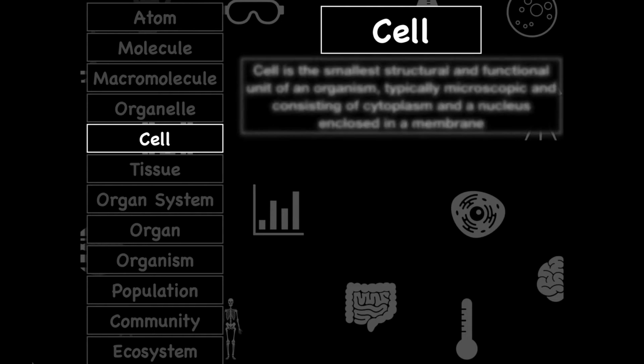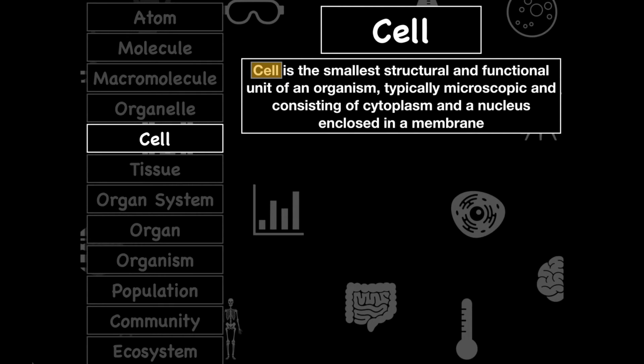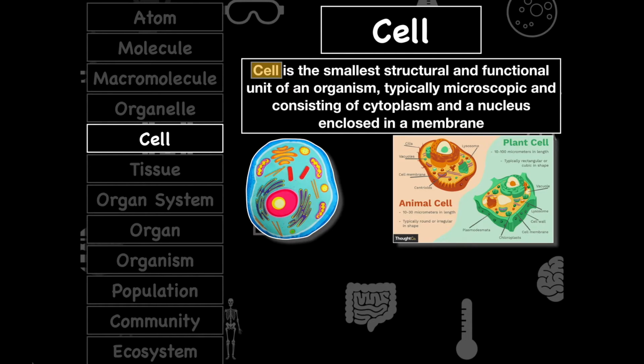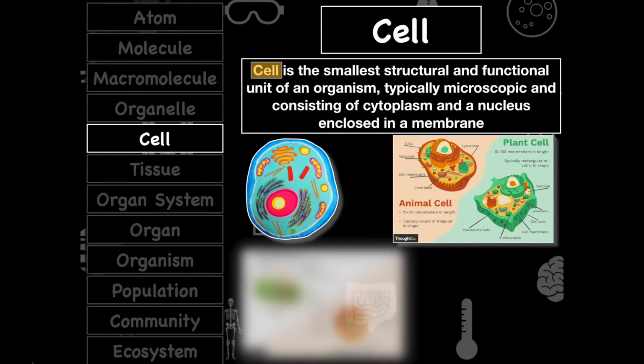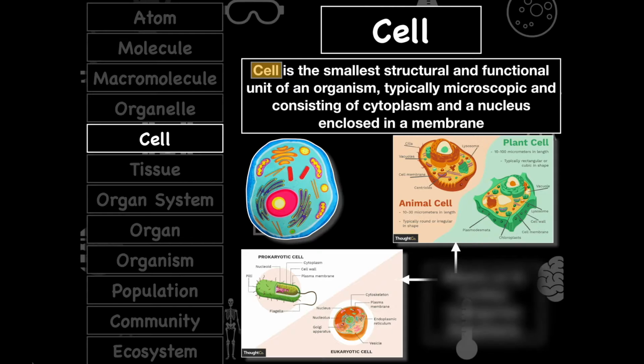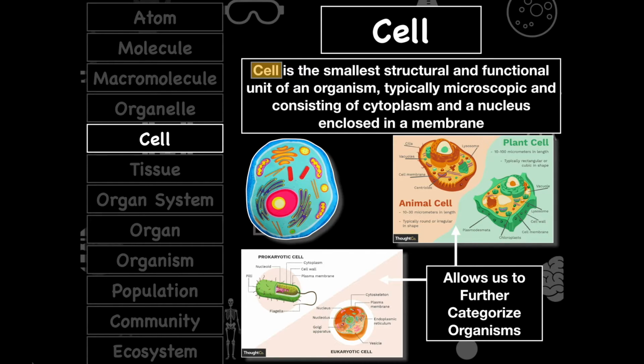Now, a cell is the smallest structural and functional unit of an organism. It's typically microscopic and consists of cytoplasm and a nucleus enclosed in a membrane. Remember, it only has a nucleus if it's eukaryotic. Now, a cell is again going to be distinguished between prokaryotic and eukaryotic. But we also have animal and plant cells, and we're going to look at the differences when we get into the cells unit. But I want us to know that we have different units and different groups when we're talking about prokaryotic cells and eukaryotic cells from the last video, and then animal and plant cells here. Now, this allows for further categorization of organisms.